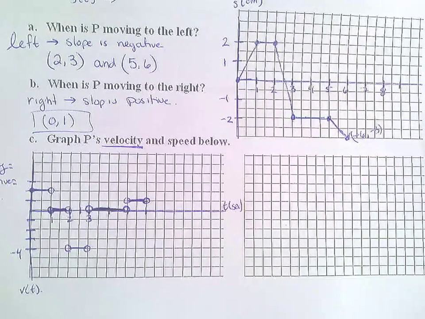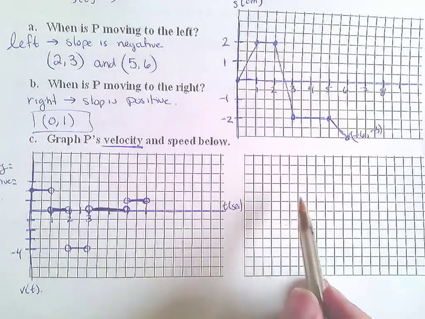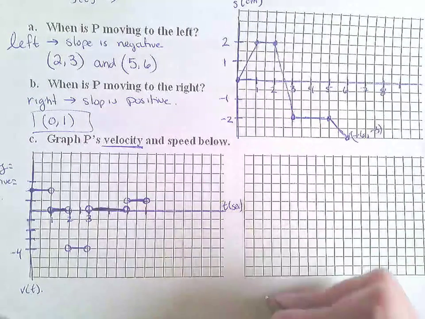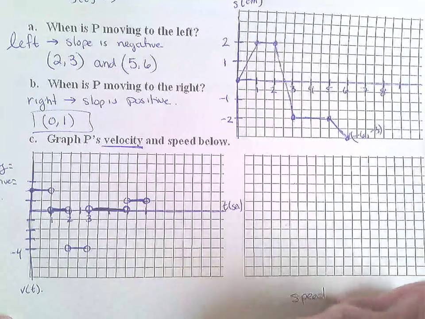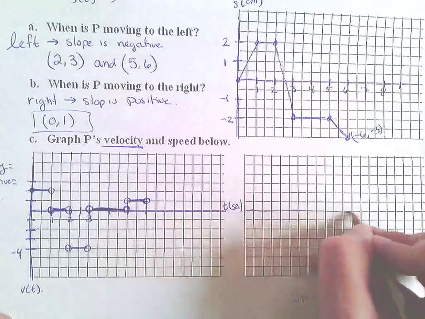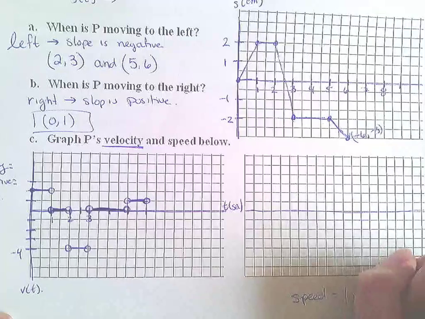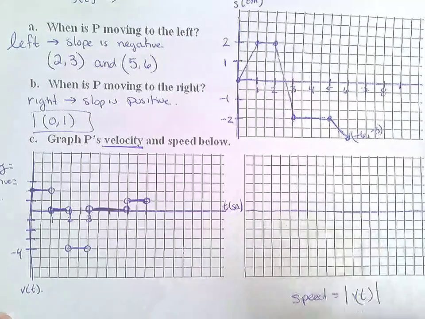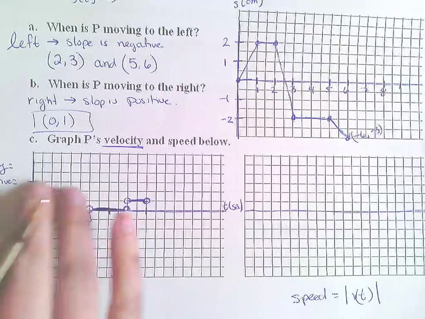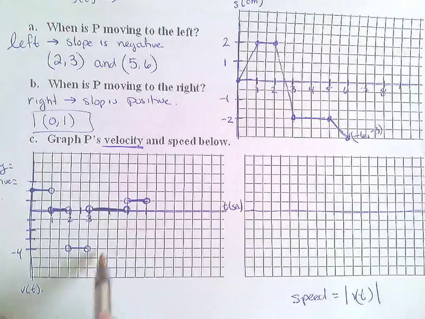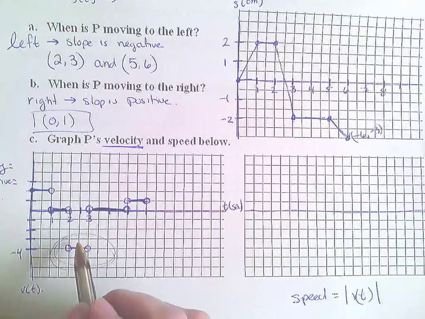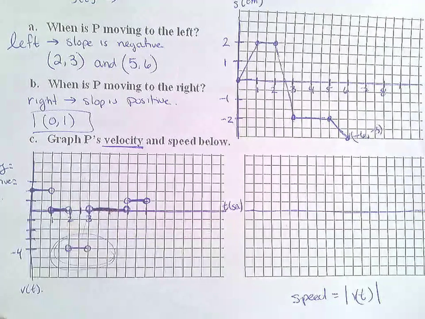Okay? And then the second one is we are going to graph the speed. And here is the t seconds. And remember, the speed is just the absolute value of the velocity. So the only difference is here, everything is staying the same except this guy is going to go up.